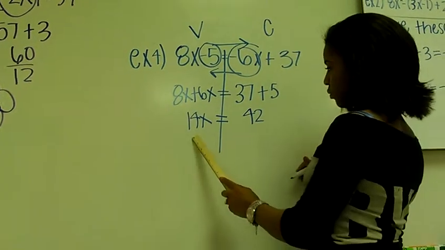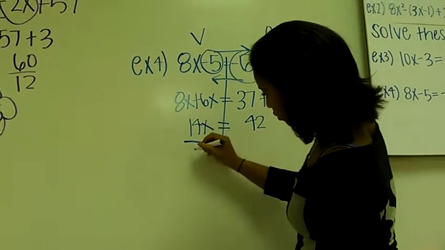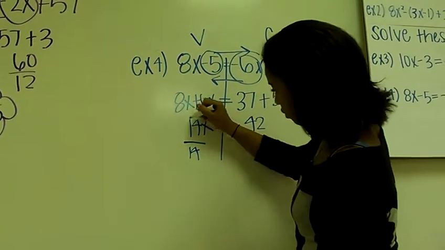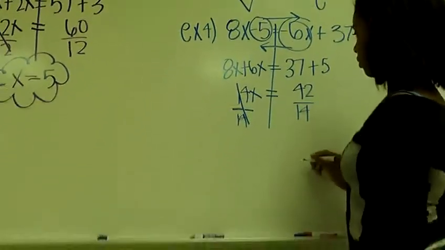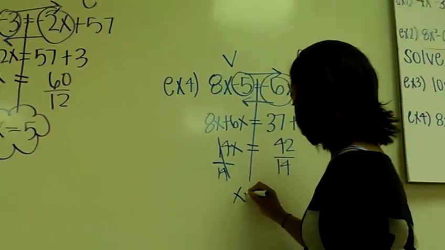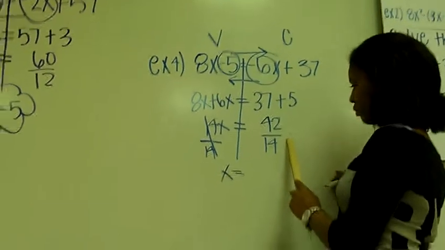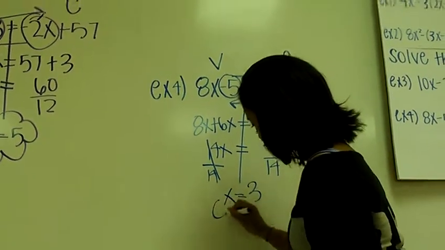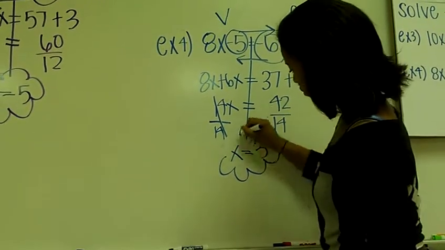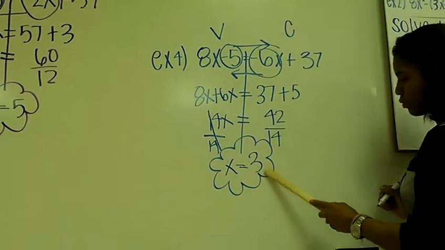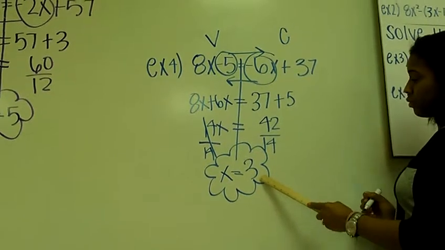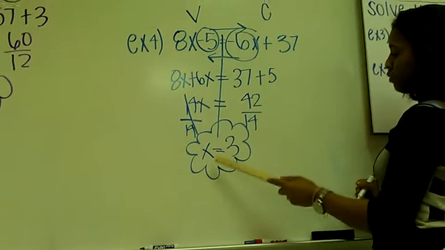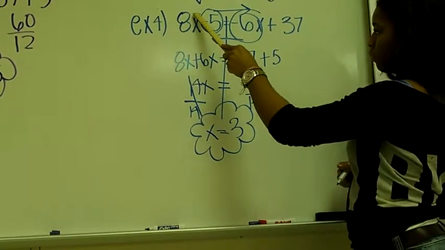And our last step, divide everything by 14. 14 divided by 14 gives us 1. They cancel. We have x on one side all by itself. 42 divided by 14 is 3. So we have x equals 3. X on one side of the equal sign all by itself. To check this problem, you would substitute 3 everywhere you have x in your original equation.